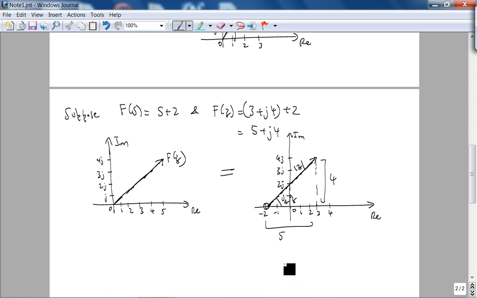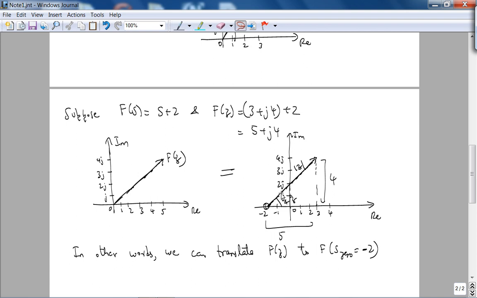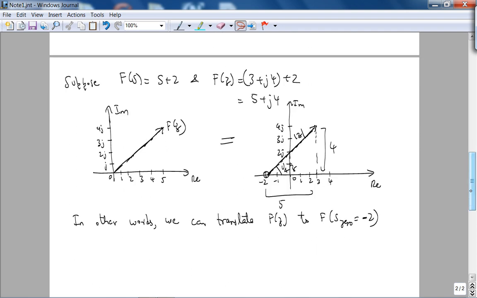So what is very powerful about this is we can extend this idea to any rational transfer function. So before I go, in other words, we can translate f of z to f of s, zero equals negative 2, and the vector we get from the zero of our given transfer function is z. But again, this should be very clear with an example.